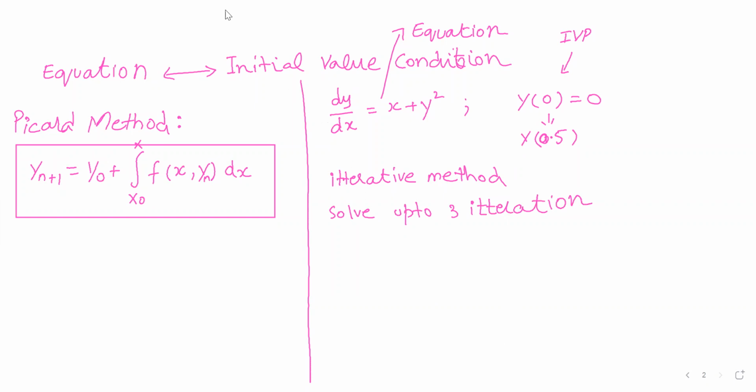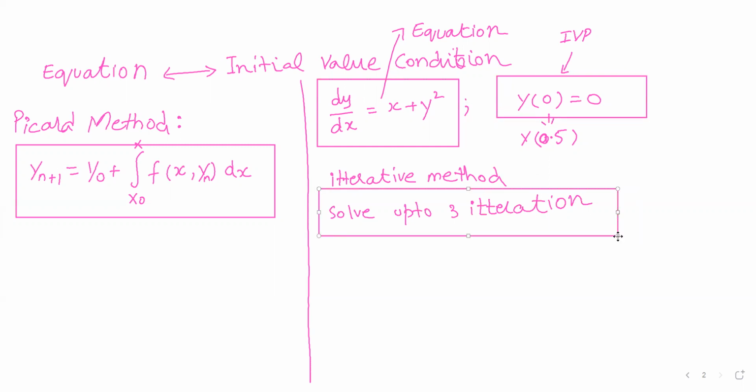Again, what will be given? We will be given one equation, its corresponding initial value condition, and the number of iterations. These three things will be given to solve your ordinary differential equation by the Picard method. Let's start from here. I will change the color, and write the Picard equation in proper form.